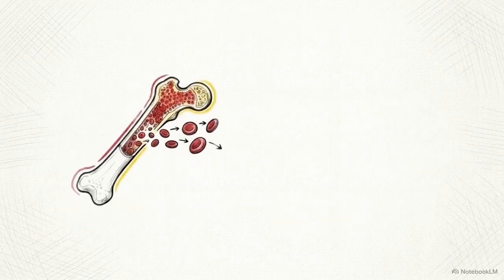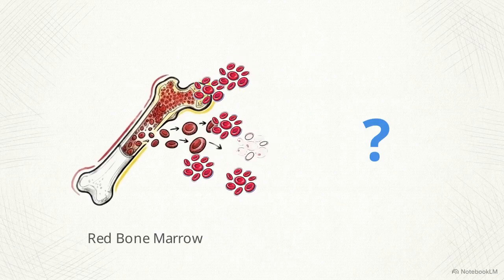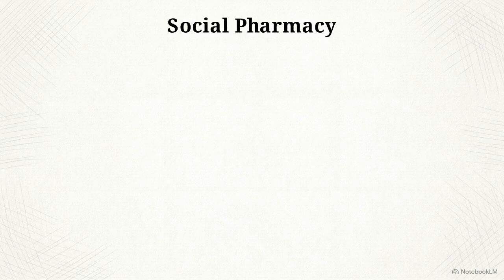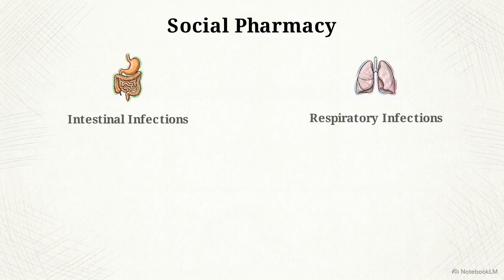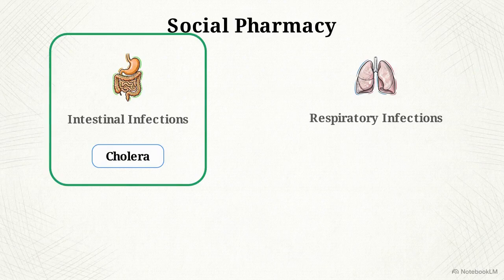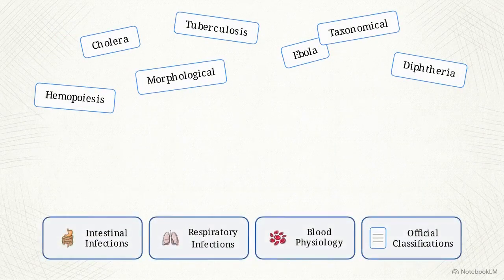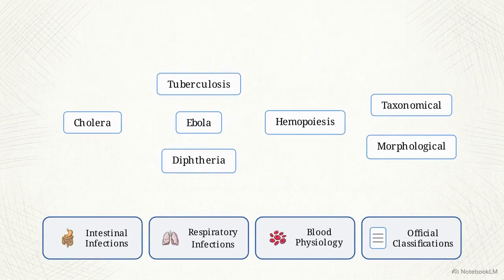Moving to human anatomy and physiology, what is the precise biological term for the formation of blood cells? The correct term is hemopoiesis. Finally, social pharmacy. Which of these diseases is officially categorized as an intestinal infection? The answer is cholera. The syllabus specifically groups diphtheria, tuberculosis, and Ebola together as respiratory infections. For the life science and social subjects, the exam evaluates your ability to rigidly categorize diseases and physiological processes exactly according to the regulatory definitions.